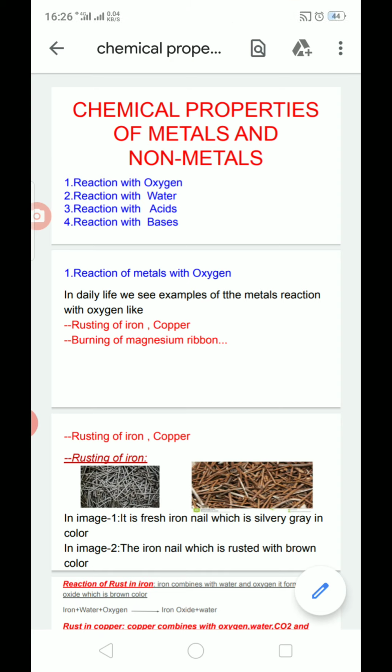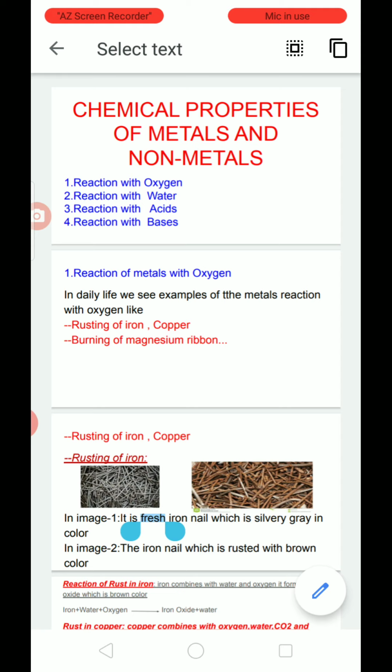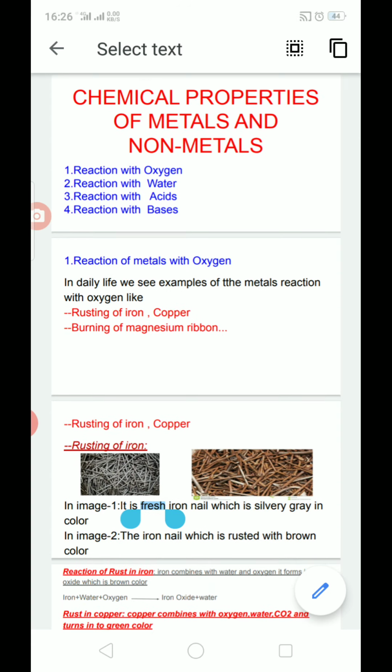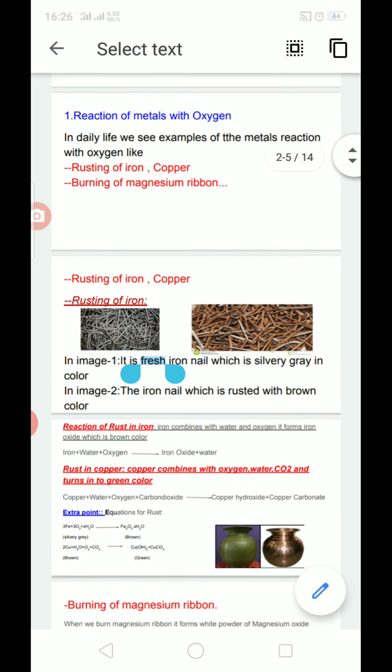Today's class we are going to discuss the chemical properties of metals and nonmetals. Under this heading we have 4 different types of reactions. In previous classes we finished reaction with oxygen, that means the reaction of metals with oxygen as well as the reaction of nonmetals with oxygen. Both we finished. In today's class we are going to see the second reaction, that is reaction with water.